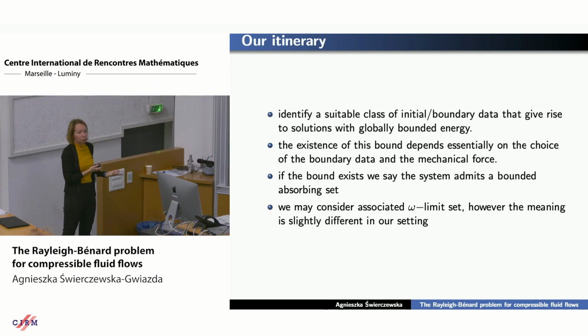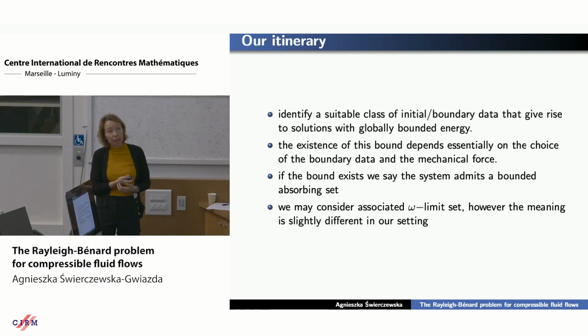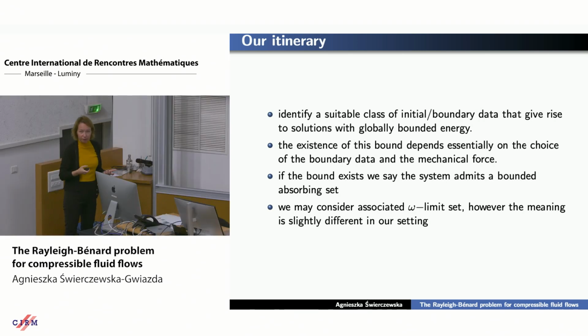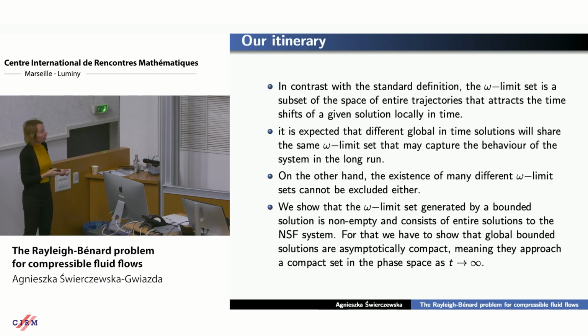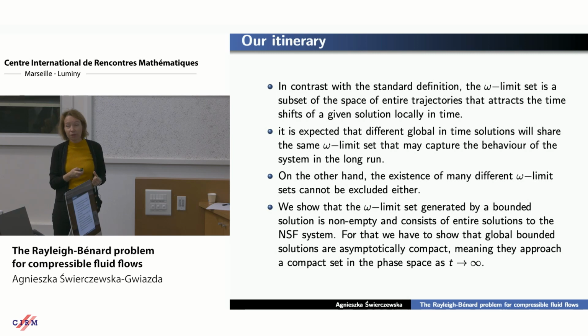Okay, so if we are able to show that such a bound exists, and we are, we can claim that the system admits a bounded absorbing set. So we can think about such an omega limit set. However, the meaning here in our setting is slightly different than in the standard way. Let me try to specify it a little bit. It is a subset of the space of entire trajectories that tracks the time shifts of a given solution, local in time.